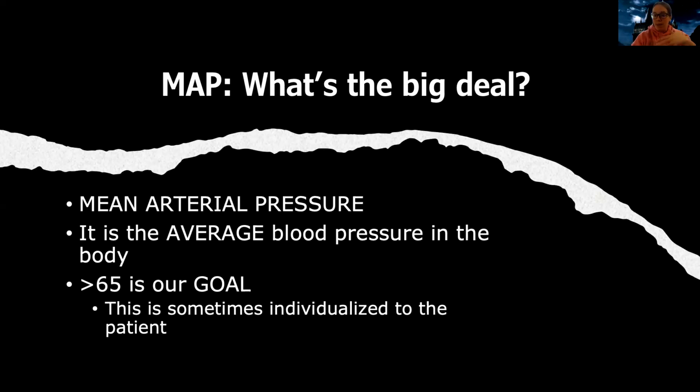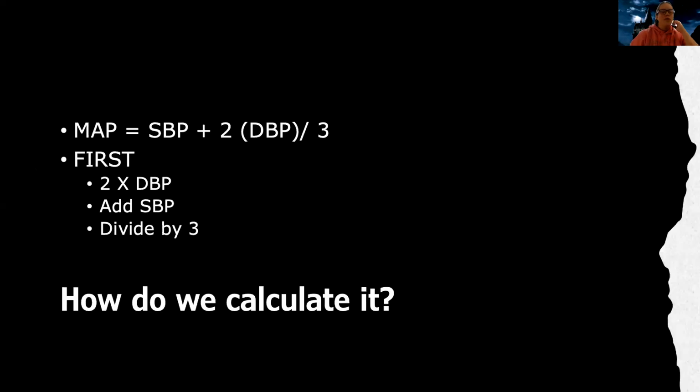And really keeping a MAP above 65 is our usual goal. So if I have a patient who's on vasopressors or other medications to keep their blood pressure up, I usually am trying to keep a goal MAP of greater than 65. But every patient's a little different, and depending on what their history is, why they're in the hospital, that's going to be individualized.